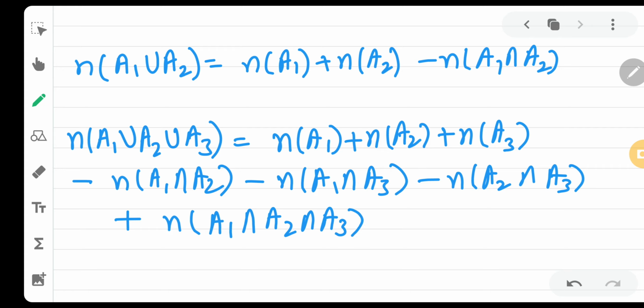Now observe carefully, there are total two sets, right? And for single set there were how many elements? 2C1. And for double intersection there were 2C2 elements.